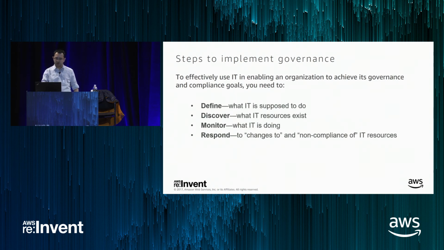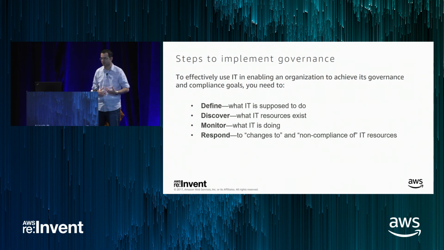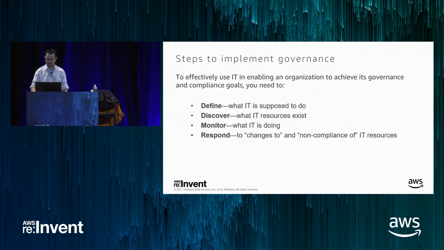So in order to achieve your governance and compliance goals, you need to define what IT is supposed to do. You need to discover what IT resources exist in your cloud. And then you need visibility into your cloud environment. So you need to monitor what IT is doing. And finally, you need the capability to respond to changes, such as non-compliant events, etc.